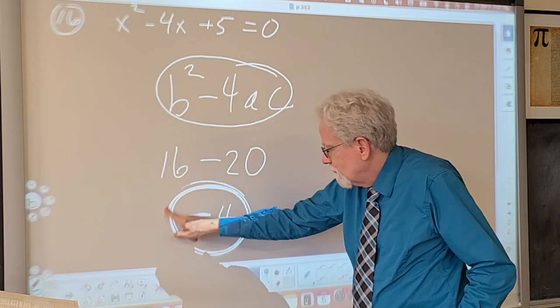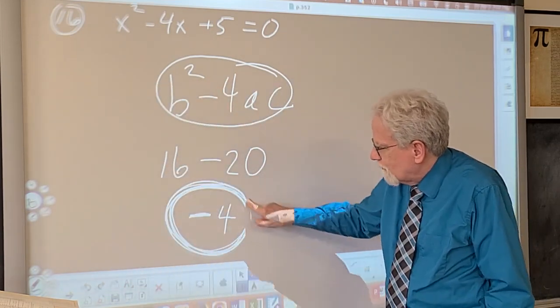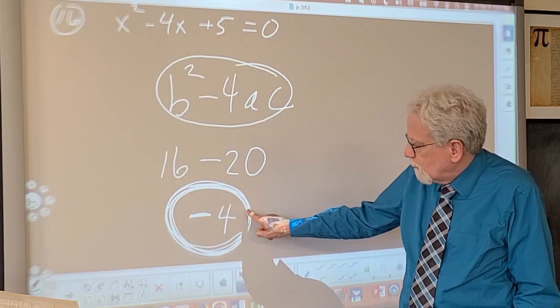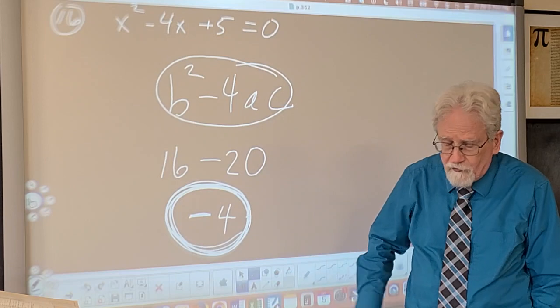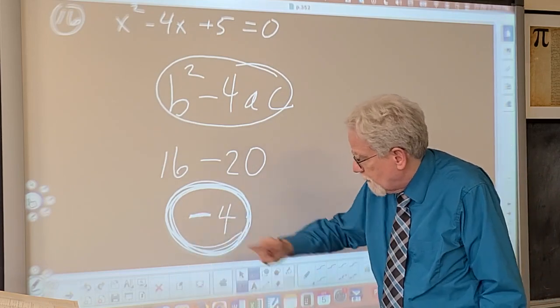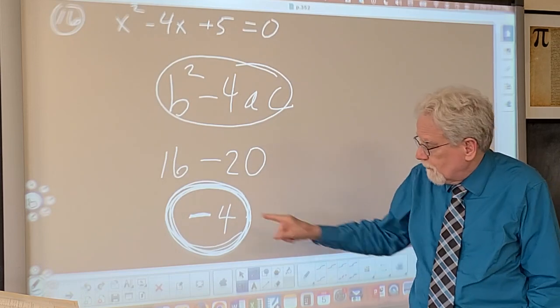By the way, don't get confused. This is not a solution of the equation. This simply tells you what kind of and how many solutions you're going to get. This says you're going to get 2 imaginary solutions. This is not a solution.